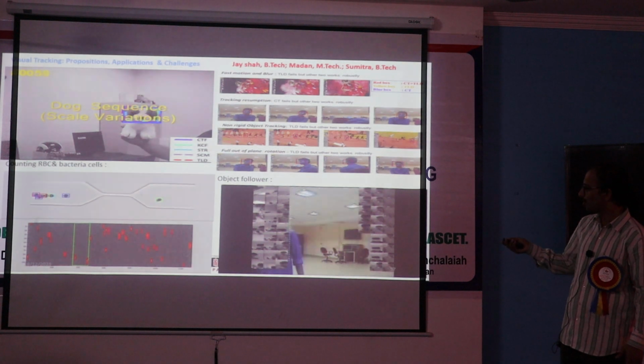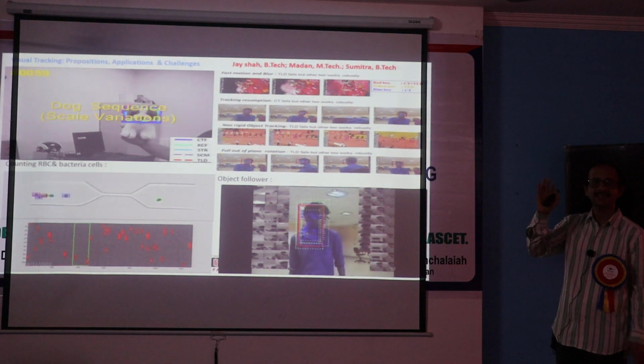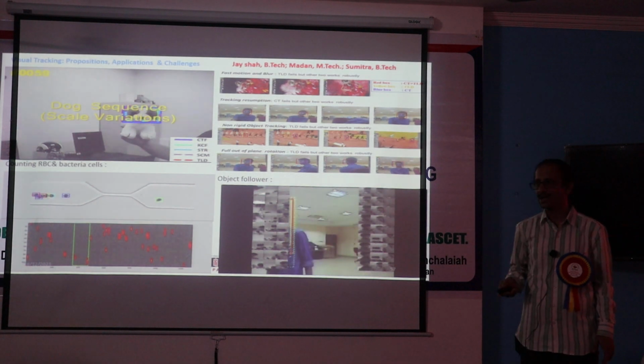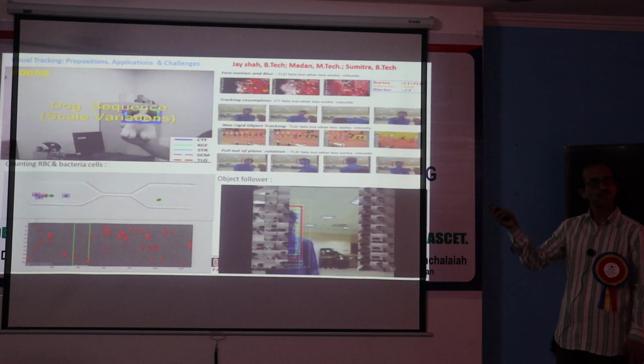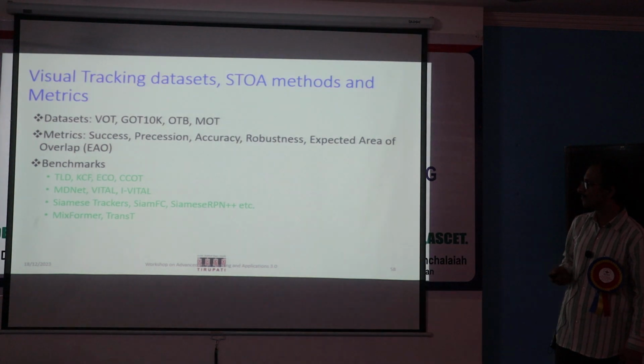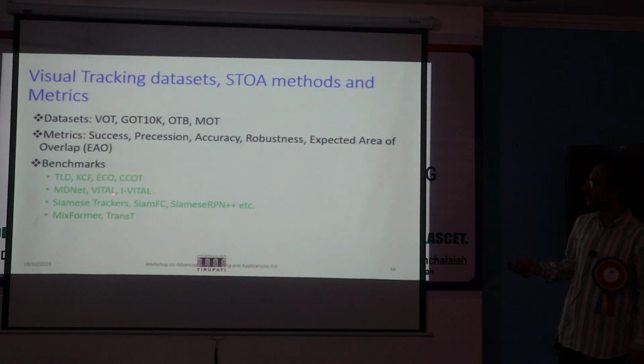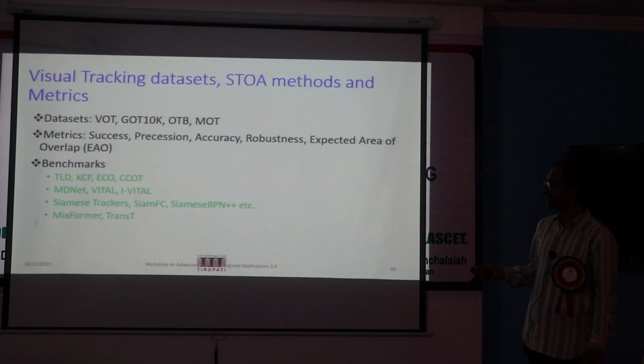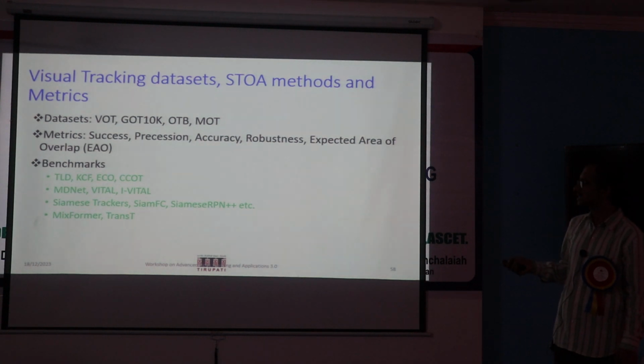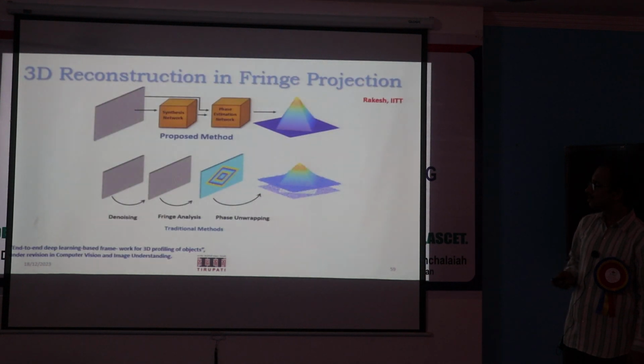Yeah, this is the object follower. We are trying to follow with a PTZ camera. There is a camera called a pan, tilt and zoom camera, which can be moved around to follow, based on our coding. So these are the methods widely used for visual tracking. Those who work in this area should be familiar with some of the benchmark methods, datasets and metrics. Of course, as I mentioned, plenty of datasets and methods are available.